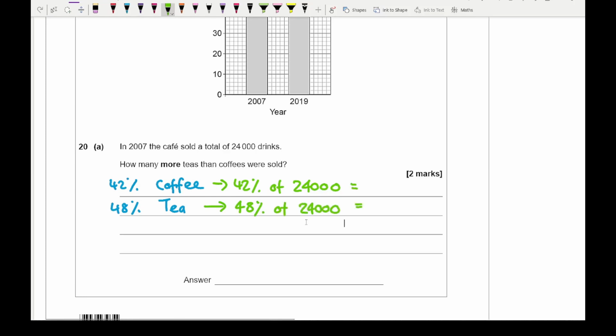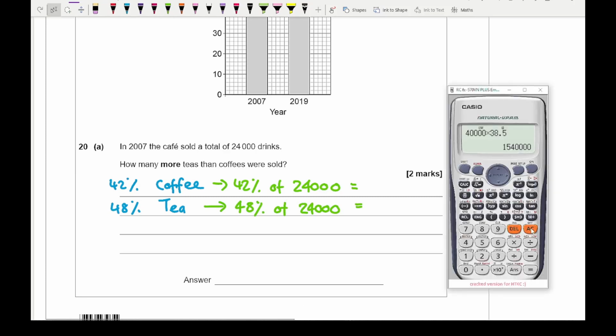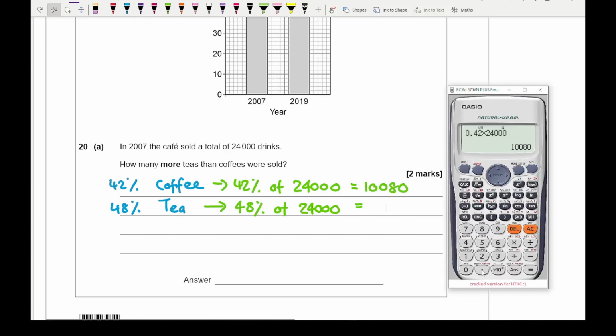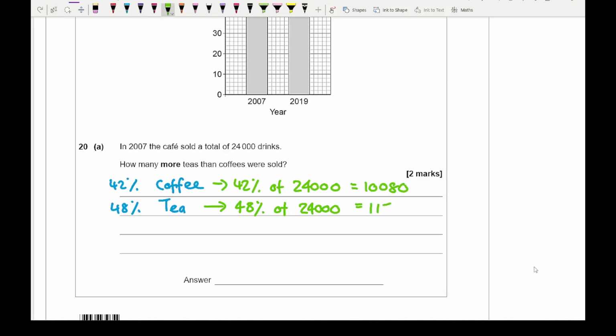So then again, using decimal multipliers, I've got 0.72 multiplied by 24,000, which gives me an answer of 10,080. Then I do the same to work out the teas, so 0.48 multiplied by 24,000, and we get 11,520. So all I need to do is work out the difference between these two numbers.